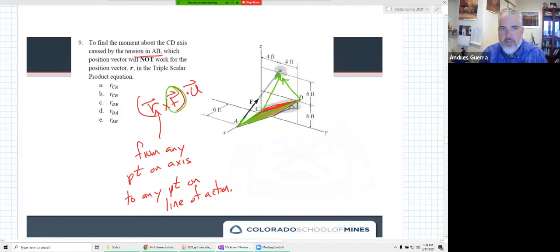F, there's usually one F, and then the unit vector is always on the axis, and so we could use the unit vector from C to D, or we could use the unit vector from D to C. It doesn't matter which direction the unit vector goes.